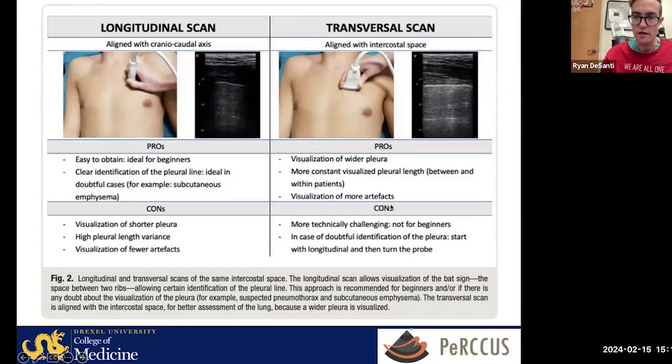Whereas with the transverse scans, since there's no rib shadowing, you're in between the ribs, which allows for a wider field of view of the pleura. And so different providers might have different preferences, but as long as you choose to do a complete scan over the entire chest, both should give approximately the same information.